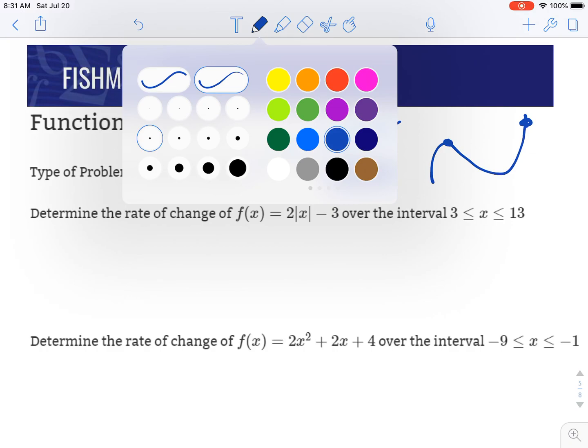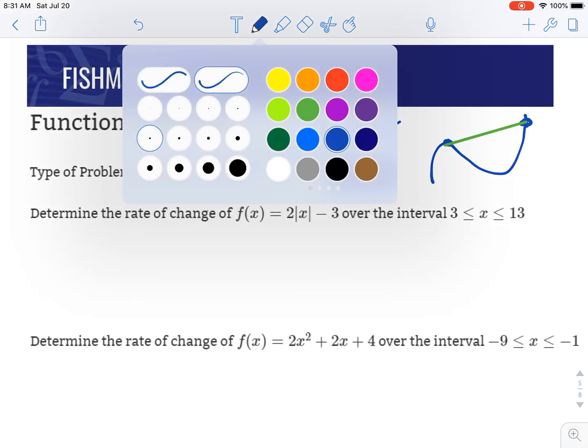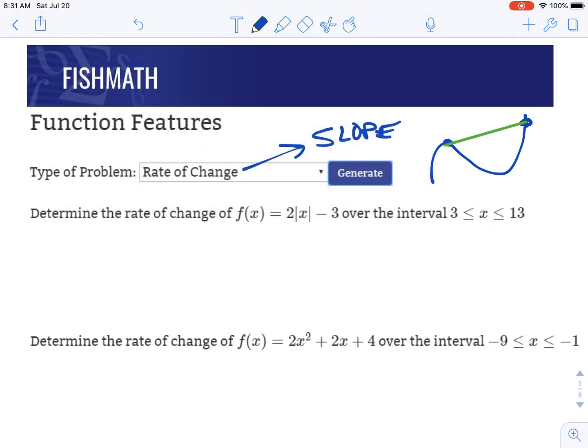All we're going to do is actually just calculate the slope of the line that would be connected between those two. So all we need is the points at each end, and we're going to use that to find the y change over the x change, and that will be the slope. So for the first one here, we're going to plug in these endpoints of the interval.